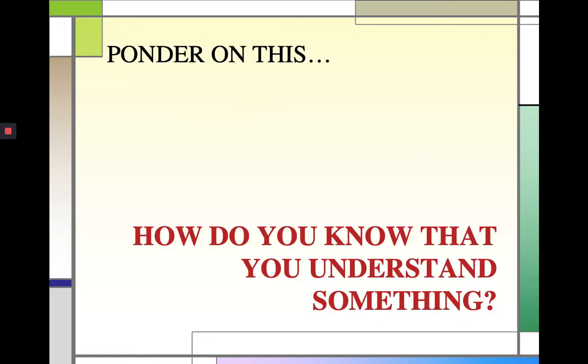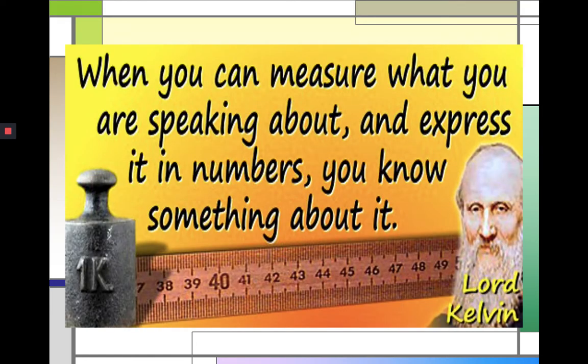All right, now I'd like you to ponder on this. How do you know that you understand something? Right, so maybe you understand something because of familiarity, if you always see something or someone altogether. But in science, we will be able to determine if we know something if we can measure it. Okay, so when you can measure what you are speaking about and express it in numbers, you are quantifying it, then you know something about it.